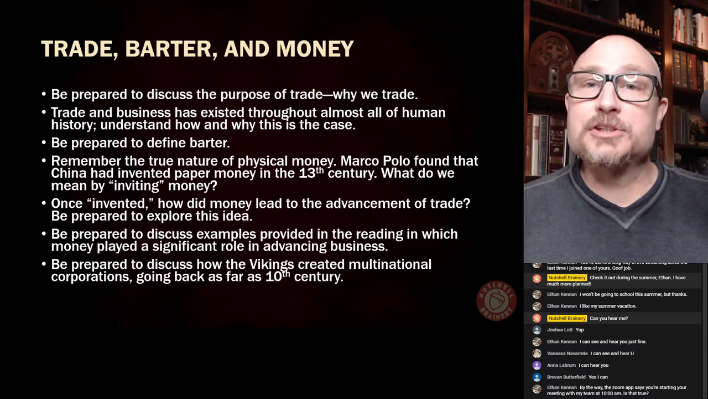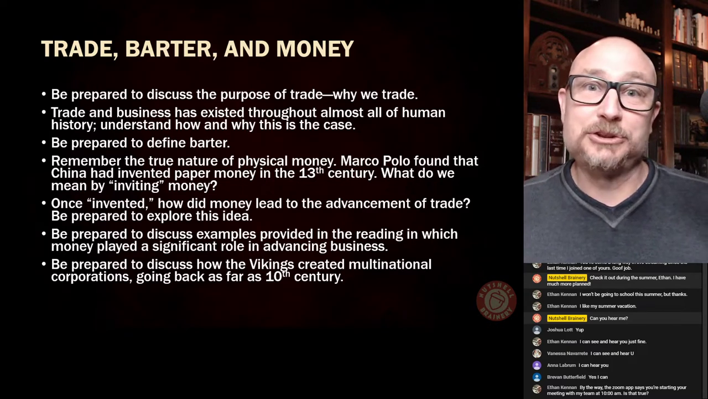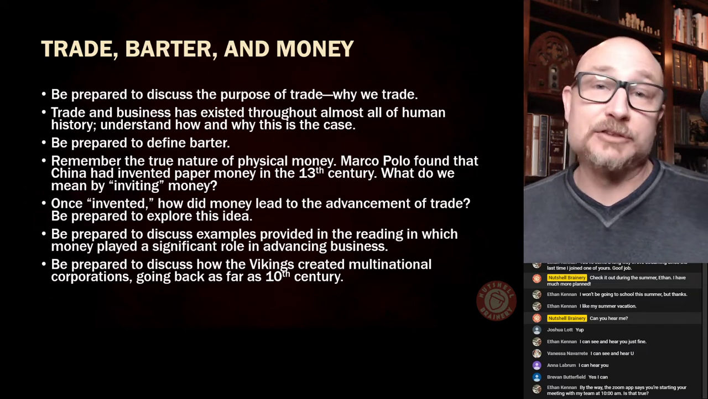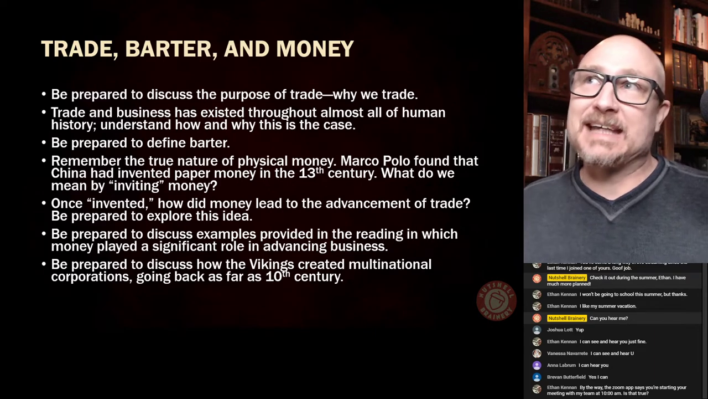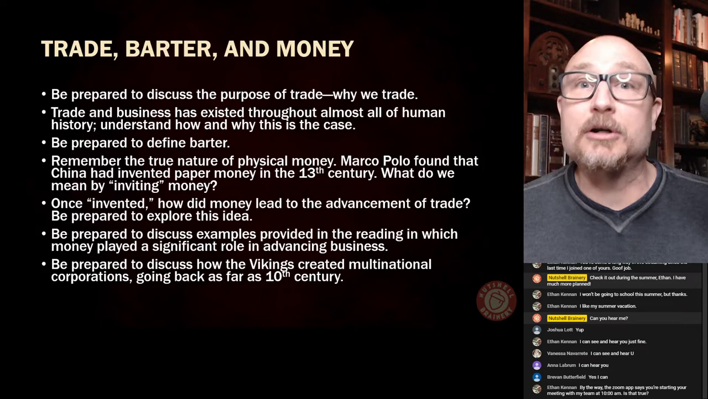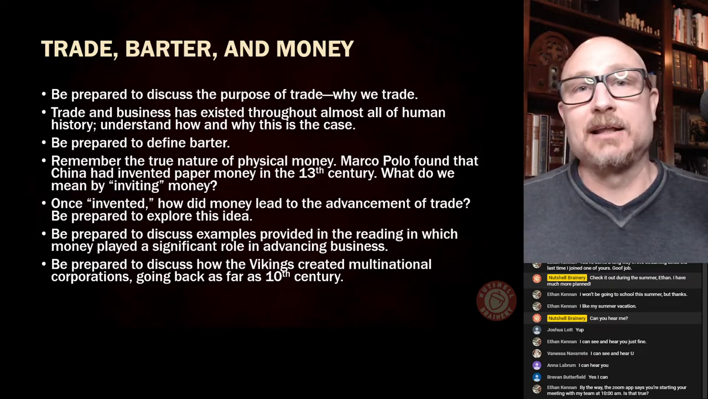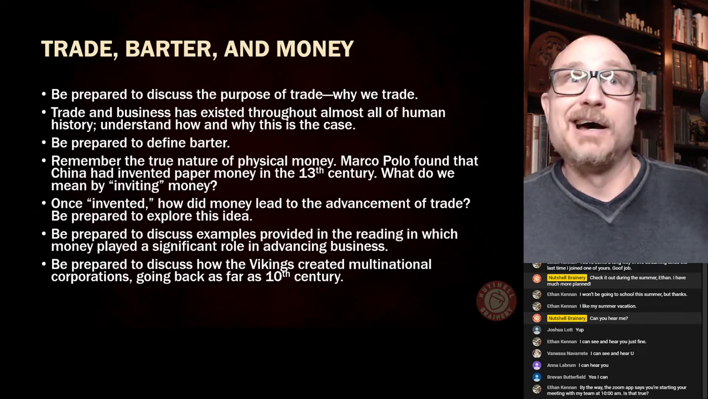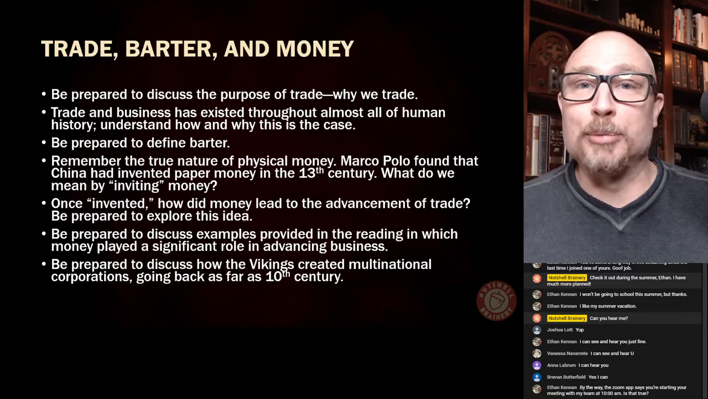Be prepared to define barter. Don't get fancy. It's just trading stuff. At the end of this semester, you might have some textbooks that you no longer need. Somebody else can't buy a textbook, but maybe they have a calculator that you need for the next class. So they'll say, hey, listen, you give me your textbook, I'll give you my calculator. I don't need it anymore. Boom, barter. That simple.